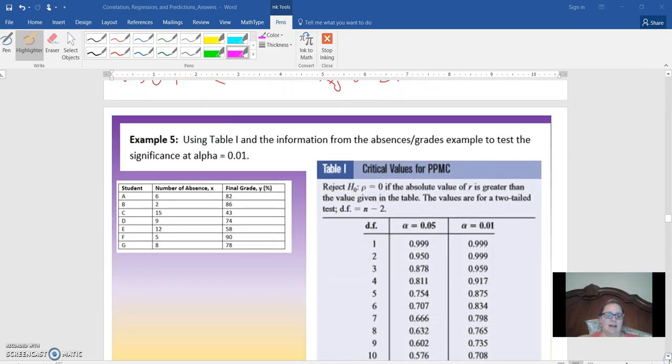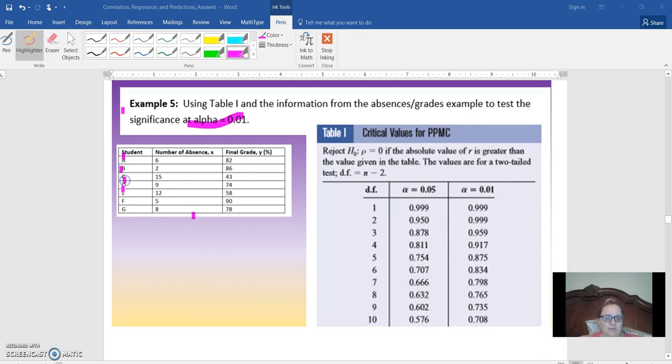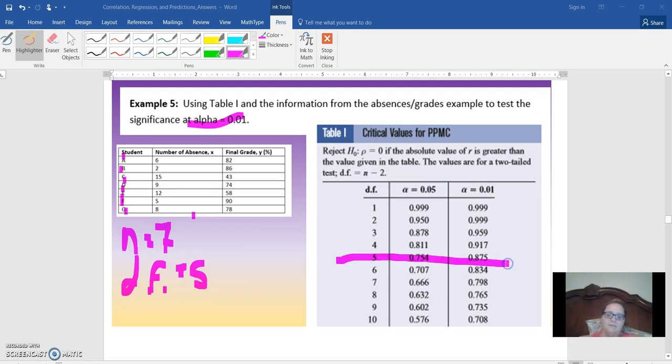All right, so let's look at the one that we did. We're going to use alpha as 0.01. And there are 1, 2, 3, 4, 5, 6, 7. Yeah, 7. That means that the degrees of freedom is 5 here. Okay, and when we did calculate linear regression, our r value was negative 0.944.